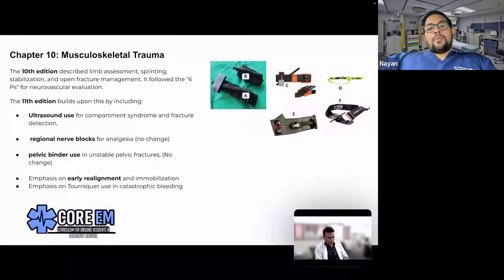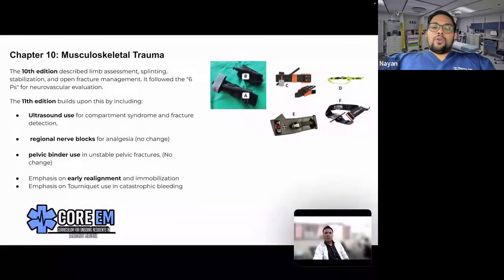The 11th edition builds upon this by including ultrasound for compartment syndrome diagnosis and fracture detection. The regional nerve block has no update. So block on arrival or anything, there is no update on that. There's only one line mentioned about this in both editions: before giving a regional nerve block for pain management, document the neurovascular assessment of the patient. So that's what is mentioned in both.